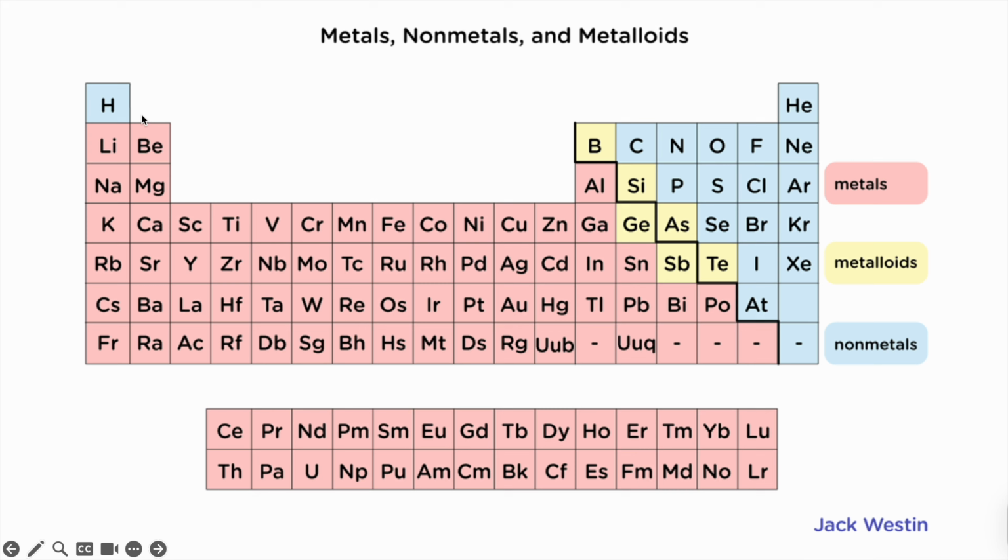Your metals are going to be all right here. Okay. All in this pinkish color. These are all of your metals. Your nonmetals are going to be mainly on this side, right? But we're also going to have hydrogen. And then your metalloids are going to be in the middle.